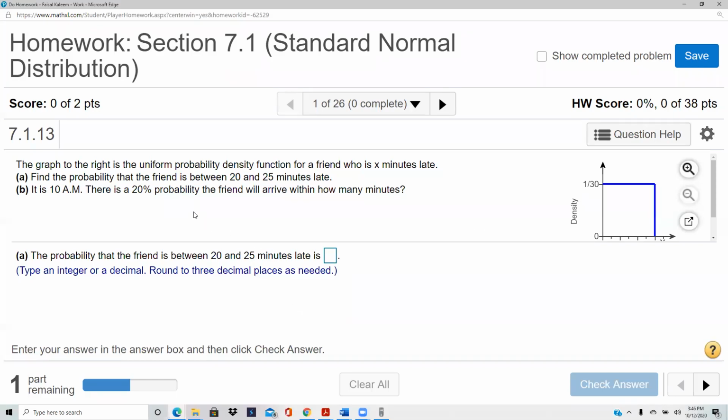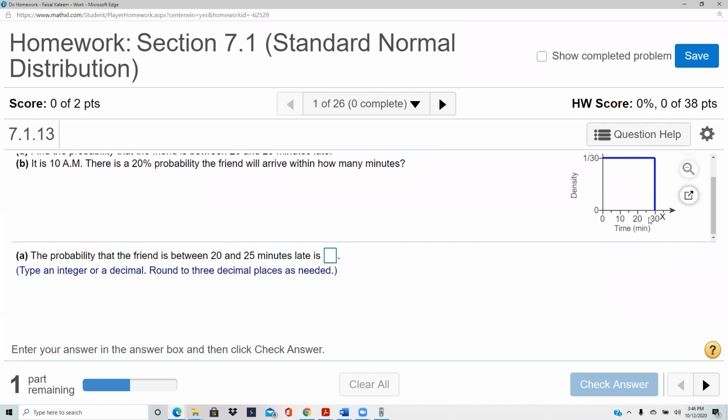The graph to the right is a uniform probability density function for a friend who is X minutes late. Find the probability that the friend is between 20 and 25 minutes late. So you look at the horizontal line as a number line. So you want between 20 and 25 minutes late.